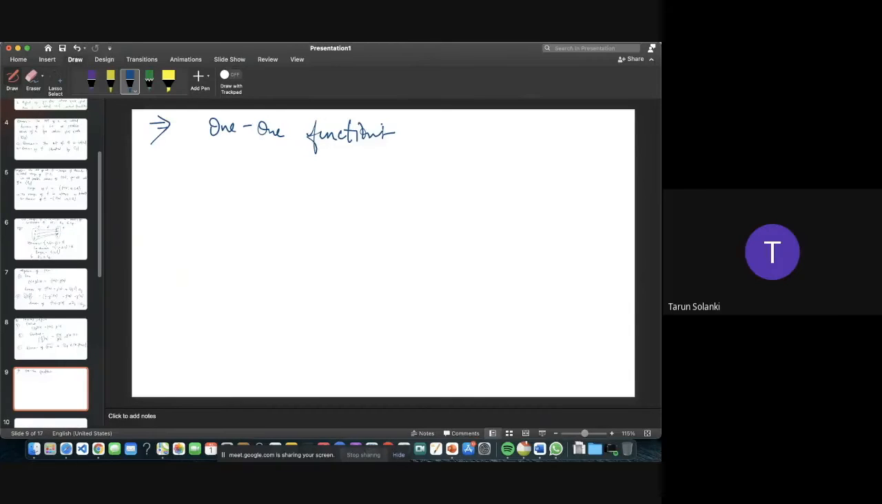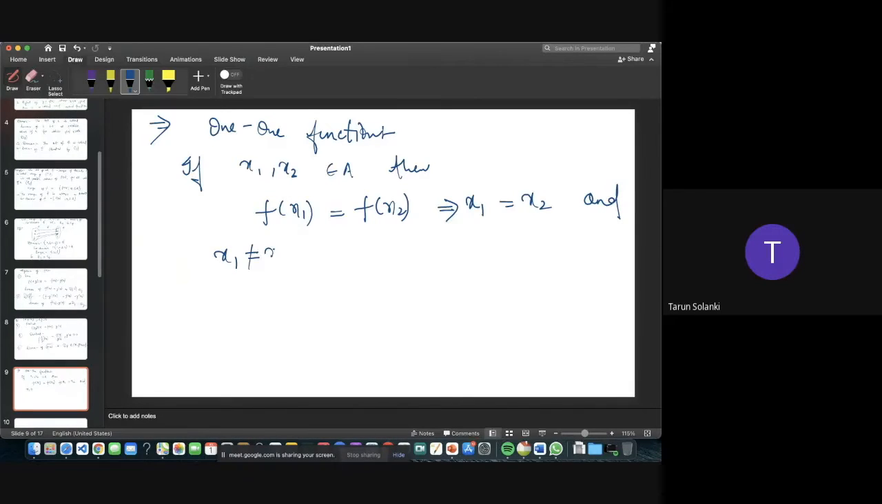So the method to test one-one is, if x1 and x2 belong to A, then we can say f of x1 is equal to f of x2 implies x1 is equal to x2. And equivalently, x1 is not equal to x2 implies f of x1 is not equal to f of x2.